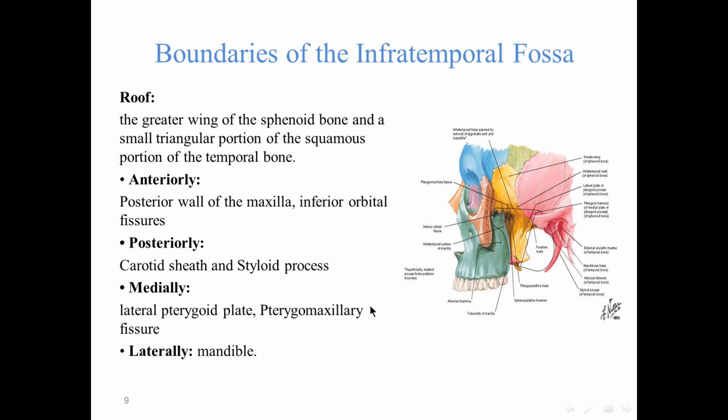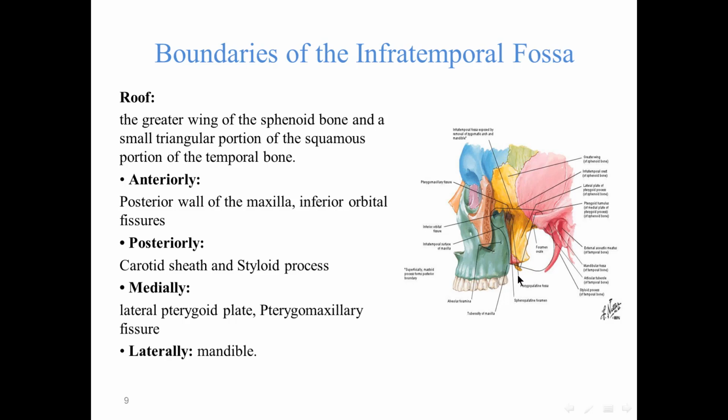The infratemporal fossa has a roof, anterior, lateral, and medial walls, and is open in the posterior inferior part. It has no anatomical floor. This fossa has no anatomical floor.